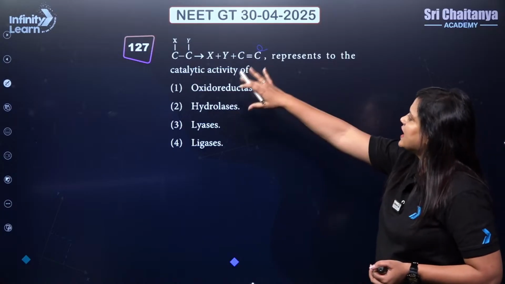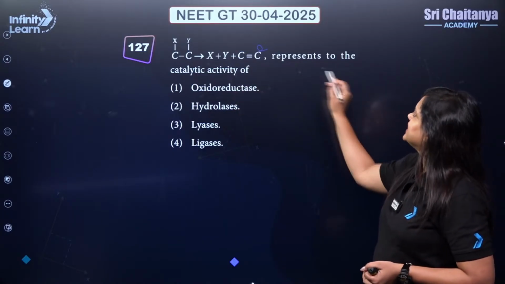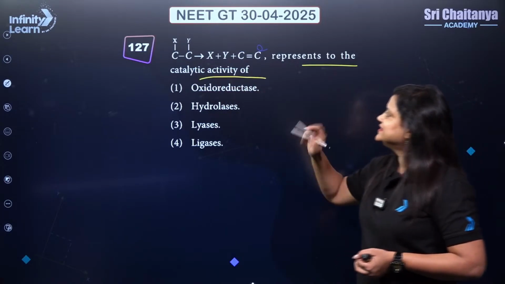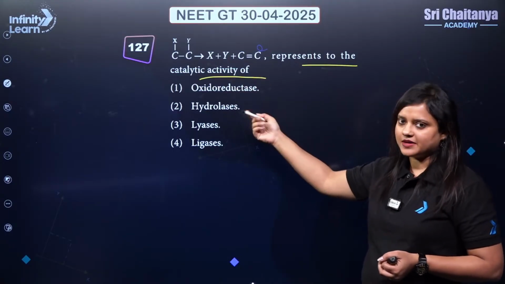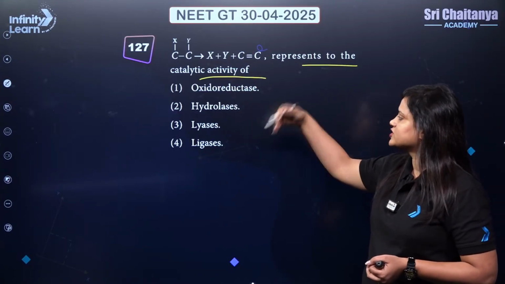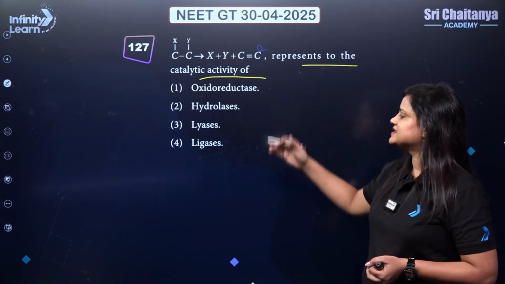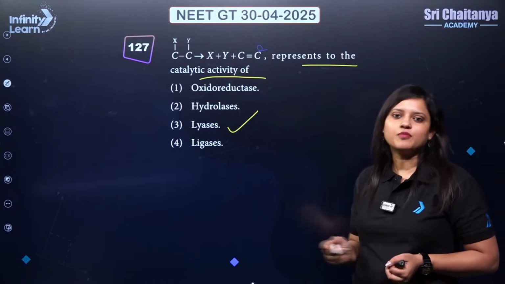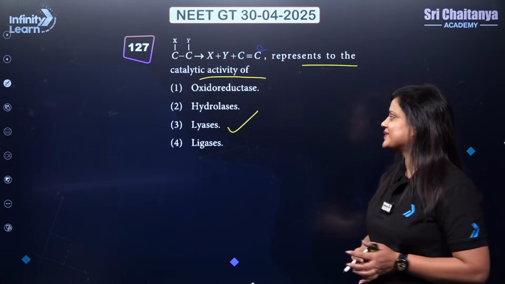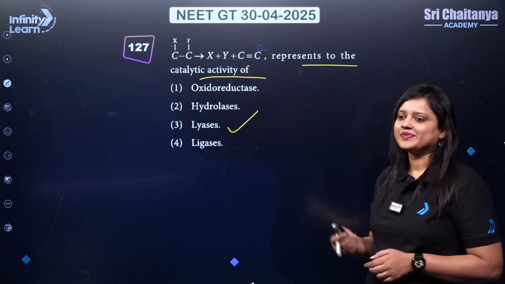Next. Now check this reaction and you will have to tell me this is because of which enzyme, which class of enzyme. So we have options oxidoreductase, hydrolases, lyase and ligase. Definitely there is breakdown of bond. So it will be lyases. So the correct answer is 3.